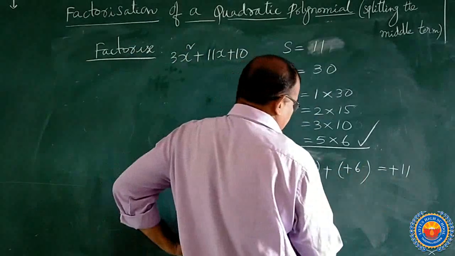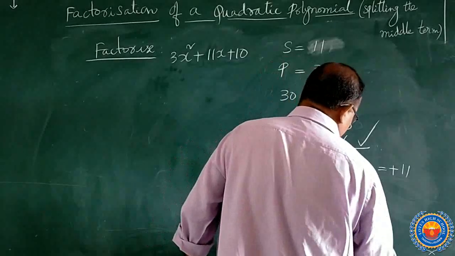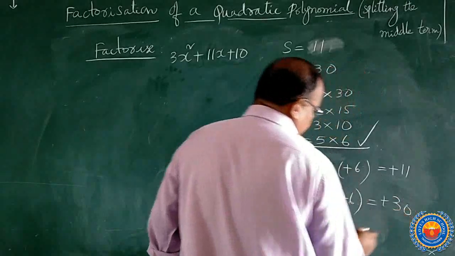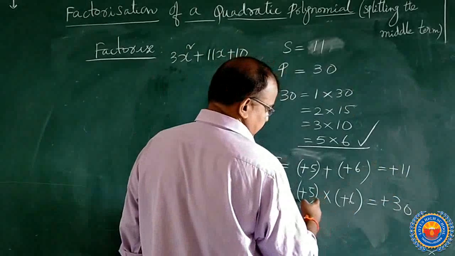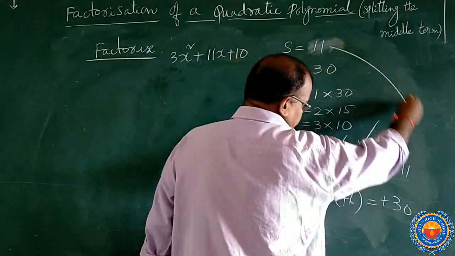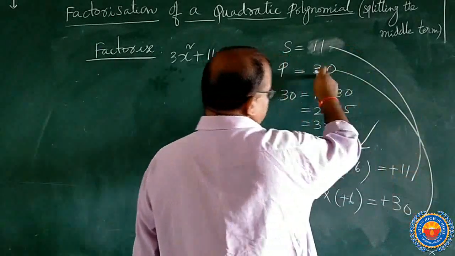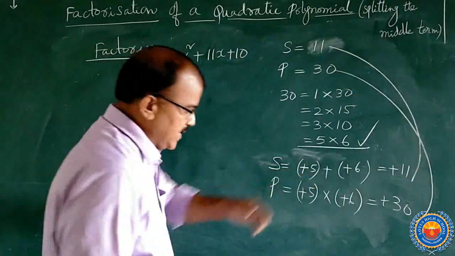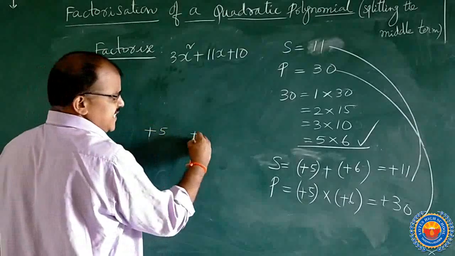Product: plus 5 into plus 6 is equal to plus 30. Plus 5 plus 6 we are adding, plus 11. We have multiplied, plus 30. So this 11 and this 11, and this 30 and this 30, match. Okay, my numbers are plus 5 and plus 6.